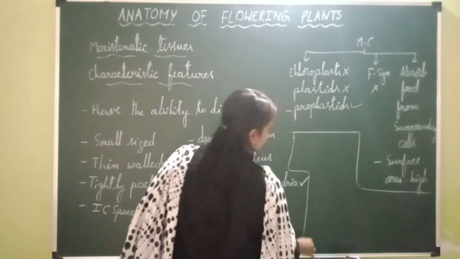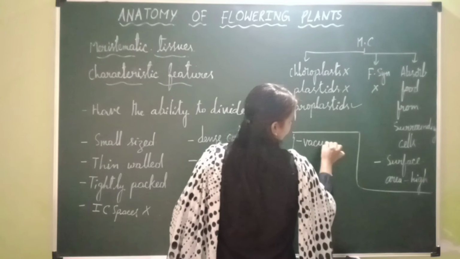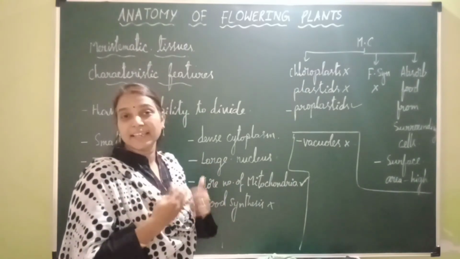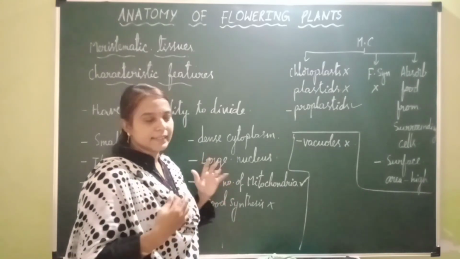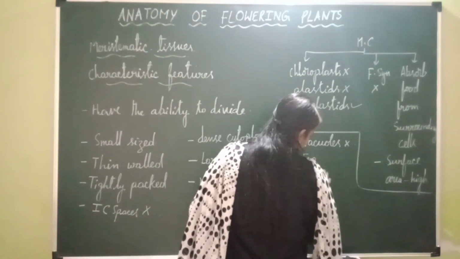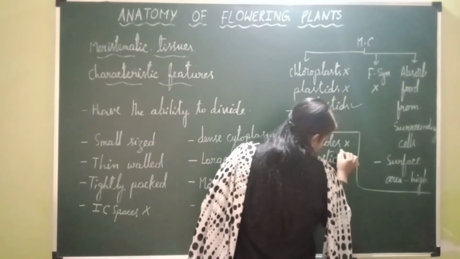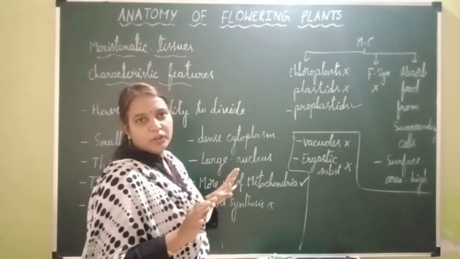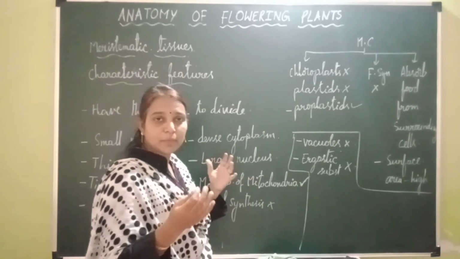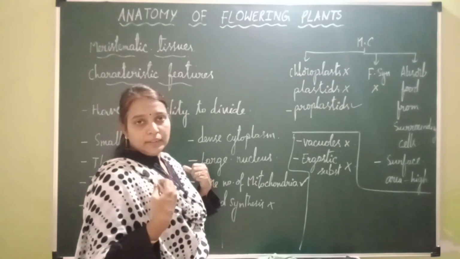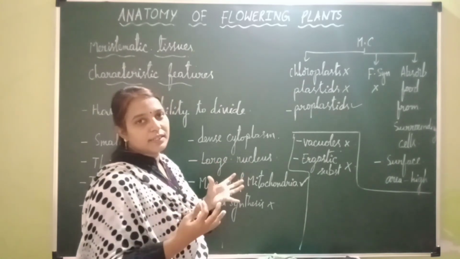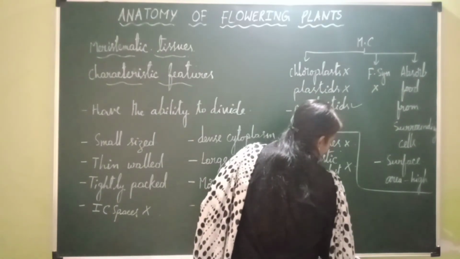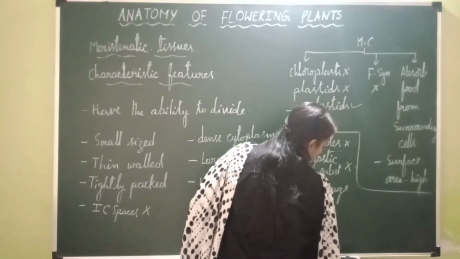Next, some other characteristic features of these meristematic cells. Vacuoles are absent. Even ergastic substances are absent. What are ergastic substances? Secretory substances like gums, resins and tannins. Storage bodies are also absent. Food is not synthesized and it is not stored. Whenever these meristematic tissues are in need of food, they absorb it from the surrounding cells as they have a high surface area due to their smaller size.